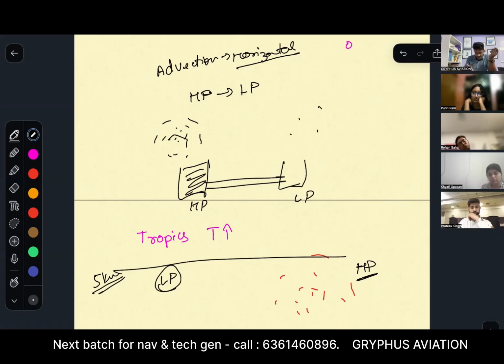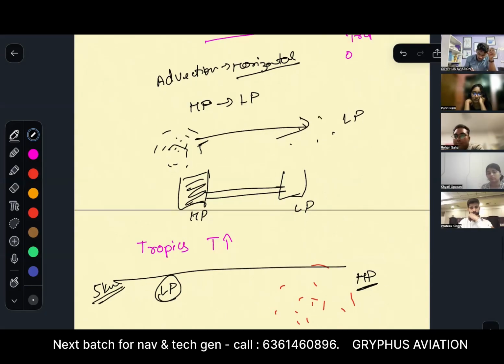So the same thing happens in our natural atmosphere also. The air molecules are more in the high pressure. There is no air molecule in the low pressure, so naturally they will move like this. This is the reason why advection happens horizontally. And advection, please do remember, it is a basic of our meteorology. Without this, there is nothing. Always wind movement is from high to low, high pressure to low pressure. Is it clear?